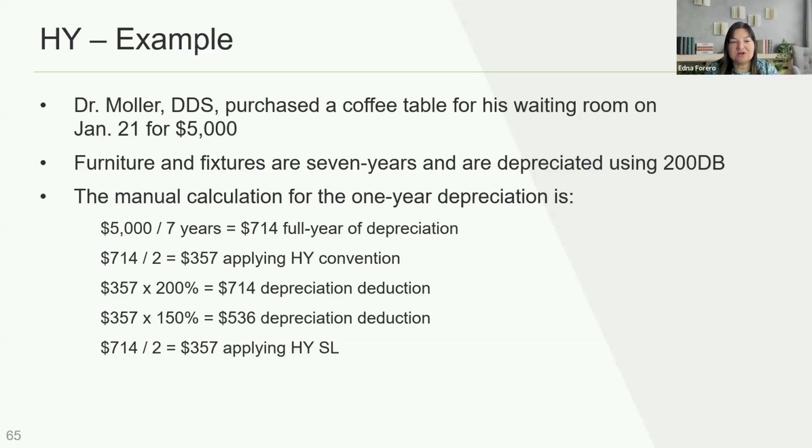You can see that the 200% DB is a much higher depreciation deduction than the 150. And of course, the 150 is higher than the straight line method. So again, this will determine how your client wants to move forward, and they'll continue to use the same depreciation schedule year by year under that.